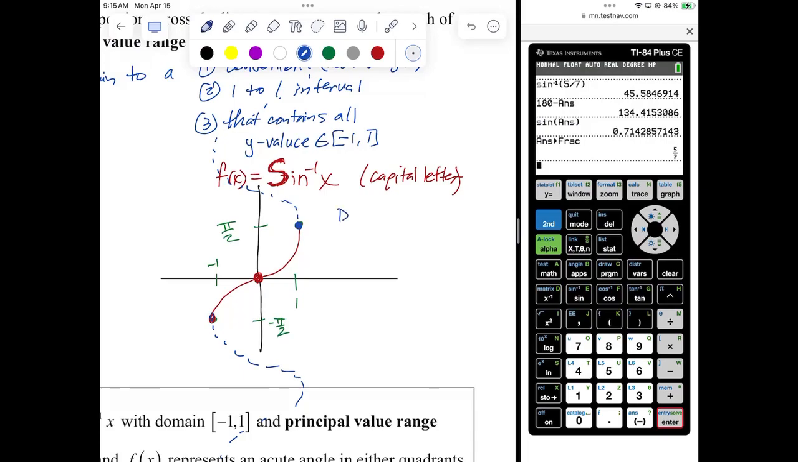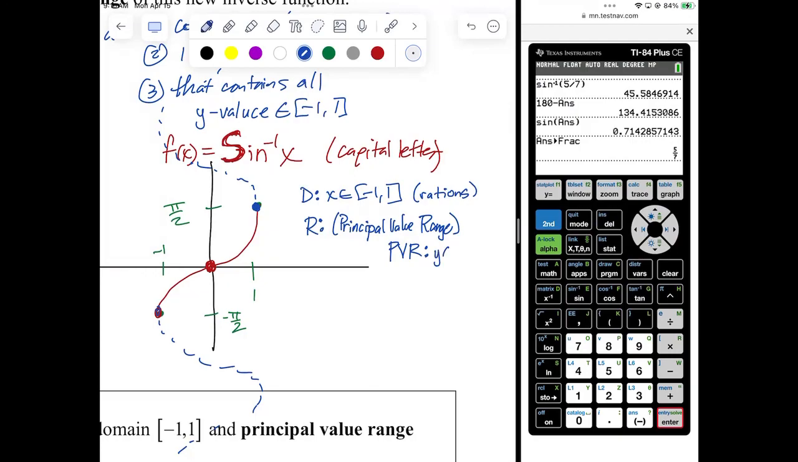that's your graph of inverse sine. What's the domain of inverse sine? -1 to 1. And those represent what? Angles or ratios? Those are ratios. Yeah. And the range, which we also call the principal value range, or just the PVR for short. What's the principal value range or the range? Negative pi halves to pi halves.